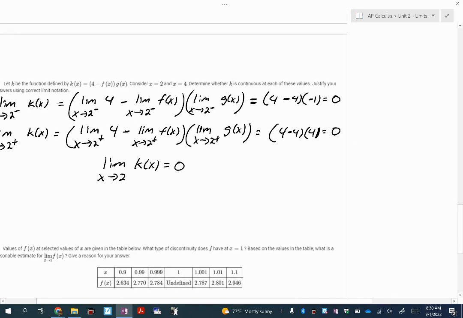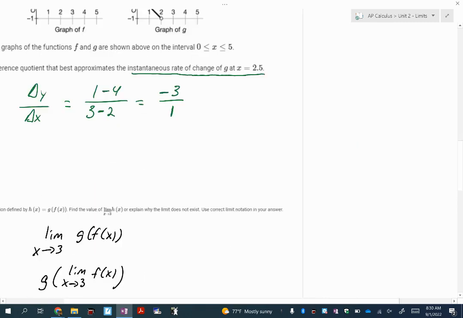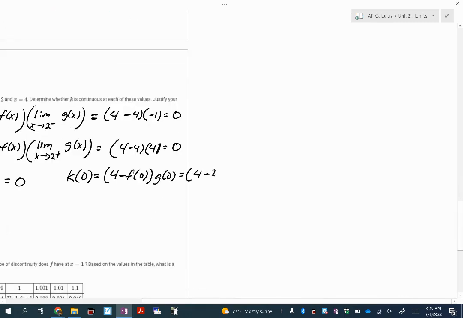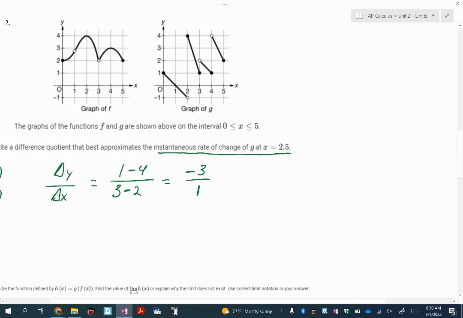All right, so now I'm going to plug in k of 0. And if I also get 0 for this, then I know that this function k would be continuous at x equals 2. So let's see what happens. So I do 4 minus f of 0 times g of 0. All right, so that's going to be 4 minus, let's do f of 0, which is 2, and g of 0, which is 1. Make sure I get that right again. f of 0 is 2, and g of 0 is 1.